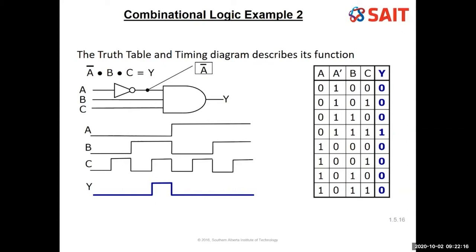I've got a timing diagram. The ABC on the timing diagram is drawn exactly like it was in the previous slide. But if you look at the output, you can see the only time the output is high is when A is a 0, B is a 1, and C is a 1. These are all describing exactly the same thing. Different tools that we can use to analyze a piece of logic.